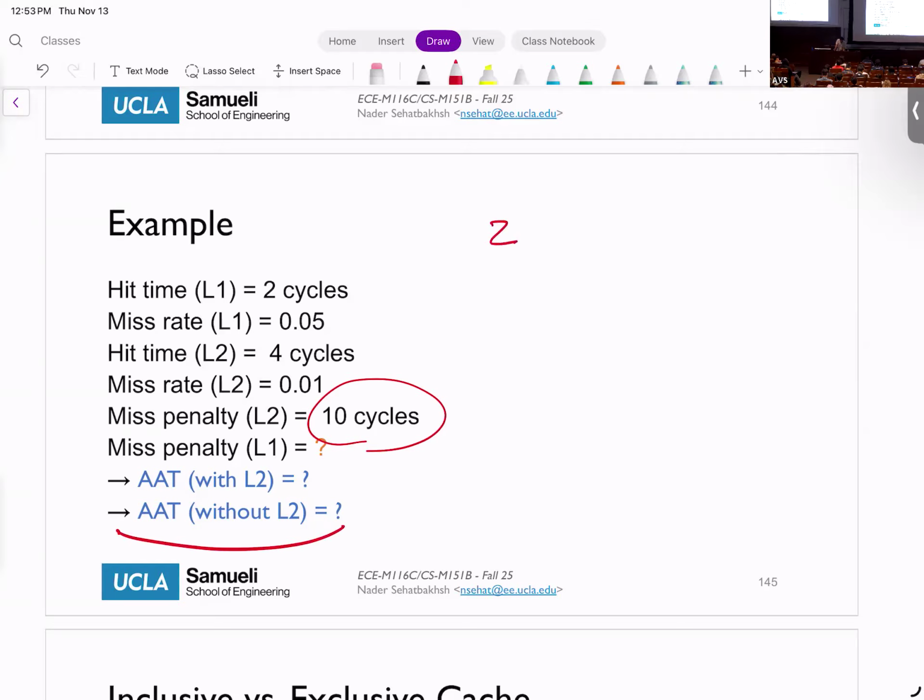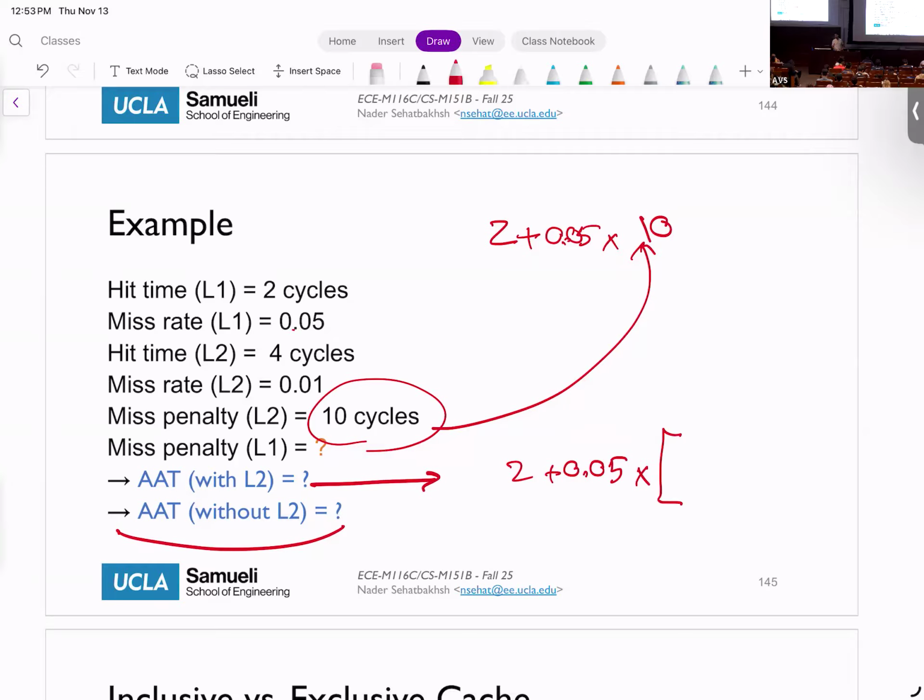What will happen is that in the case without L2, you have the 2 cycles for this plus 0.05 times the miss penalty, which in this case is 10 cycles. So your 10 cycles will come here, okay? But in the case with L2, you have 2 plus 0.05 times, and this itself becomes the average access time of L2, which is equal to 4 plus 0.1 times 10, okay?